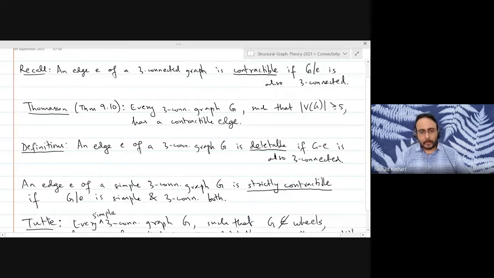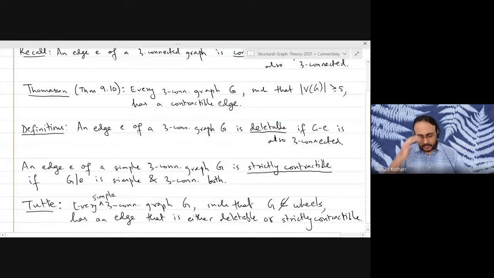Okay. So, what does Tutte's theorem say? It says that every three connected graph has a contractible edge, so long as it has at least 5 vertices. Okay? And what is a contractible edge? It's an edge in a three connected graph, so that when you contract it, you preserve the three connected property. Okay?